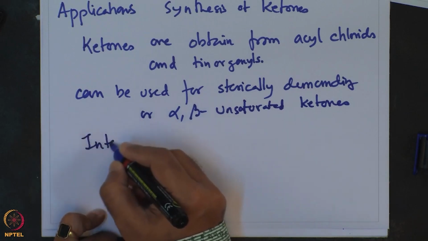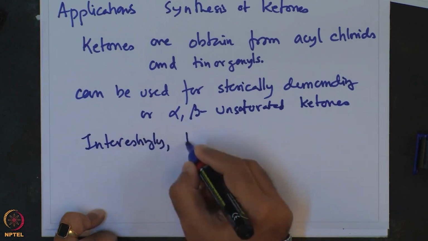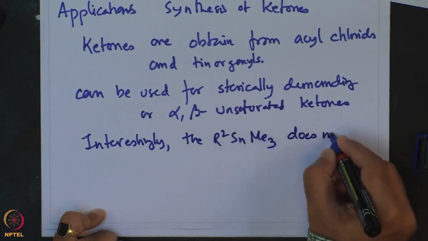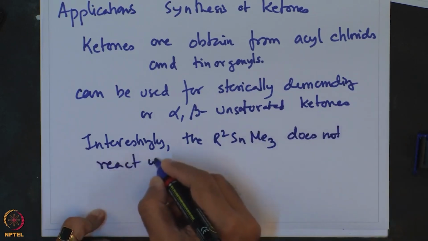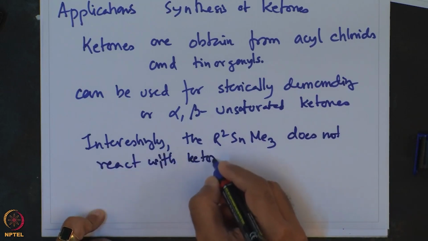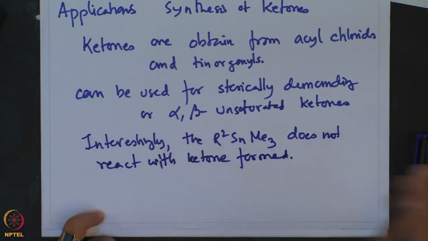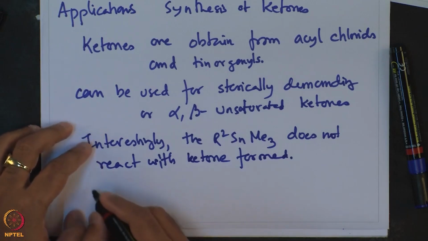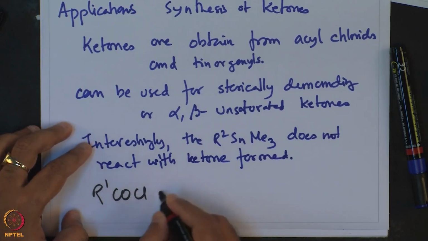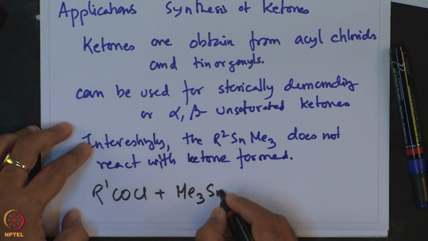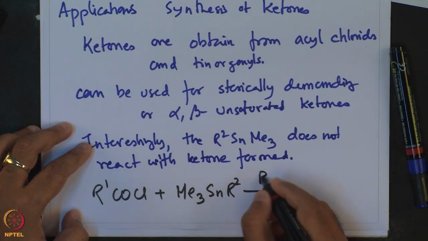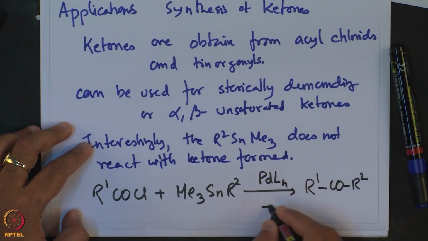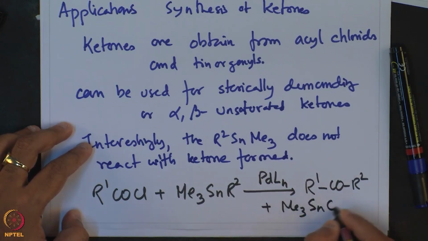So, quite interestingly, the R2SnMe3 does not react with the ketone formed, and this is given by this equation, which is R1COCl plus Me3Sn R2 in PdLn giving R1COR2 plus Me3SnCl.